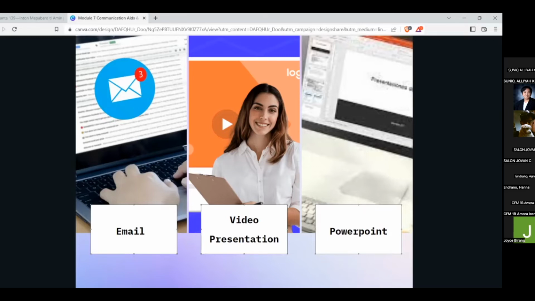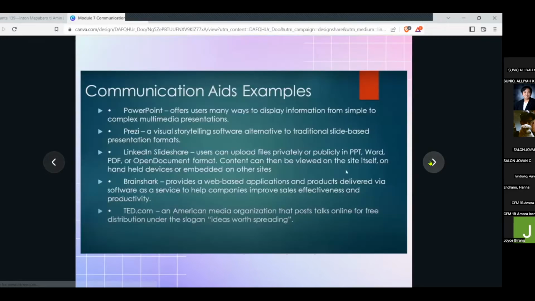PowerPoint, I know you are all familiar with that, right? This is a very common tool we use when it comes to academic presentations. And not only that, also business. When it comes to business presentations, PowerPoint is also used. Next, we have more communication aid examples. So we've already discussed PowerPoint.